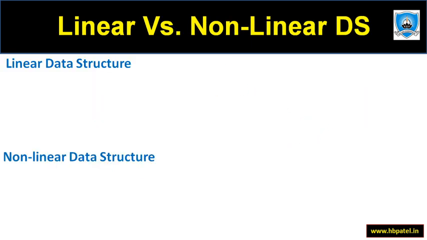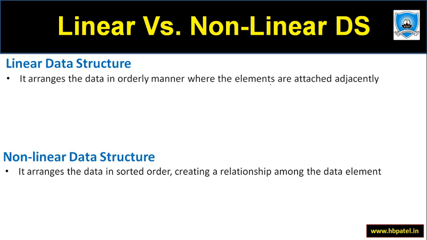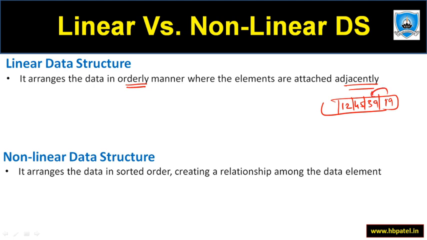Now let us try to compare them one by one. In case of linear data structure, the data items are arranged in an orderly manner, and they are attached adjacently. Adjacently means, for example, if this is 45, it has two neighbors, 39 and let's say 12. The last item, for example 19, has only one neighbor because it's the last one, and the very first one, 9, also has only one neighbor, this one only.